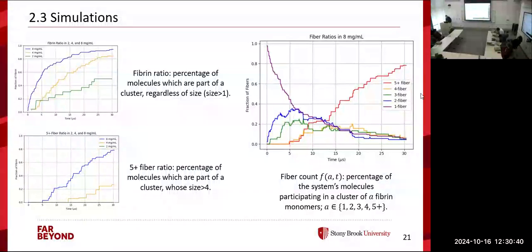Then one thing we can do to corroborate our findings with in vitro experiments is to see how different concentrations lead to different percentages. So here we see the fibrin ratio. So any molecule that's part of a cluster, regardless of size, if we start with 8 milligrams per milliliter, we get a higher percentage of clustered molecules than at 2 milligrams per milliliter. Same thing for 5+, long and big fiber. So that's one thing.